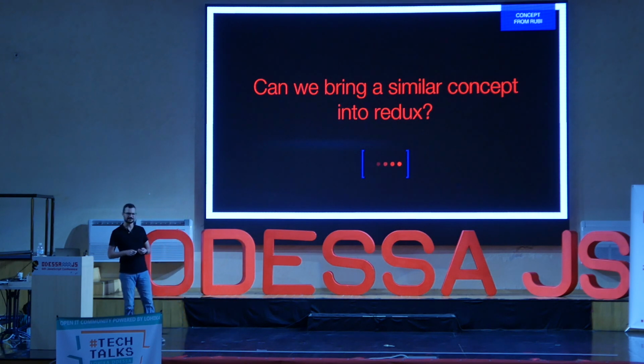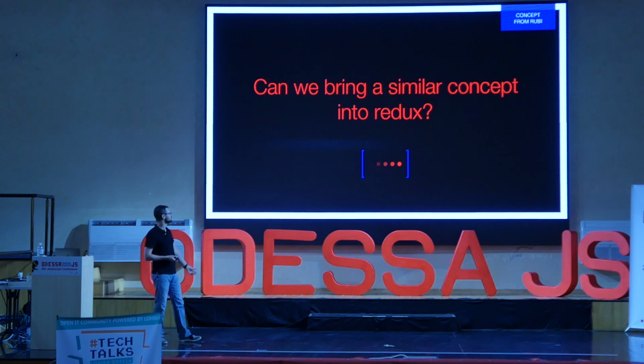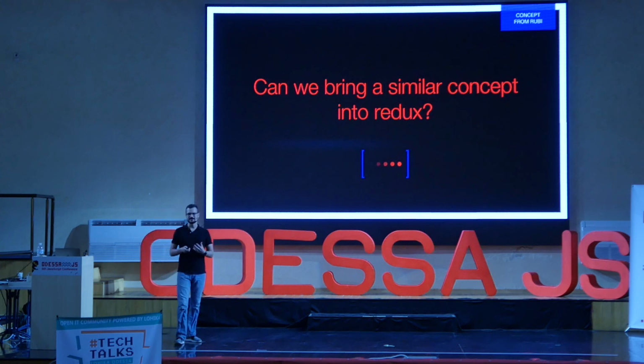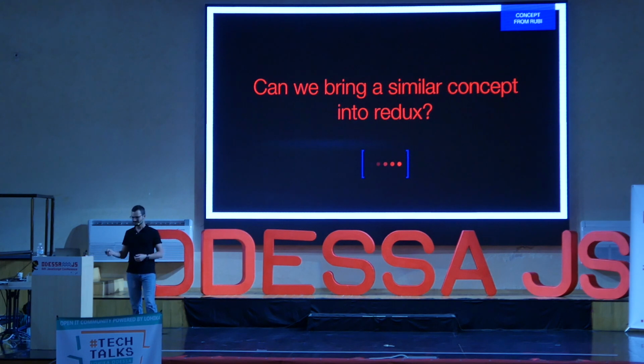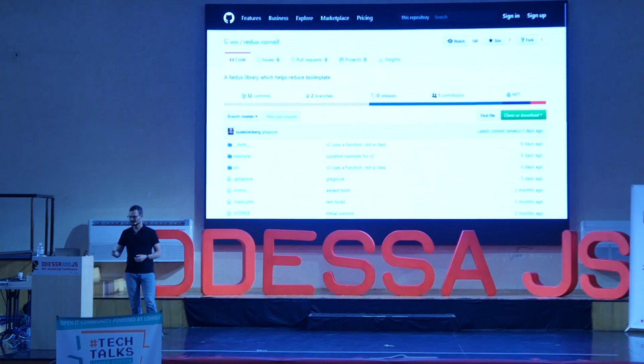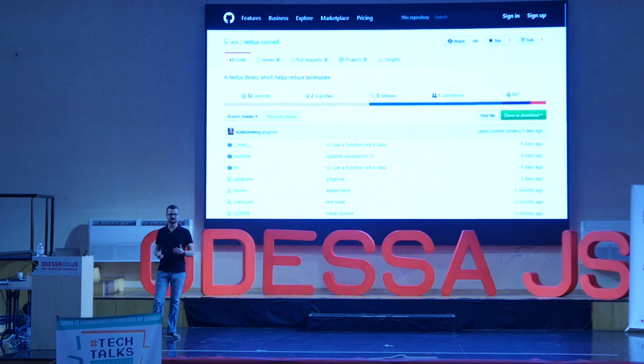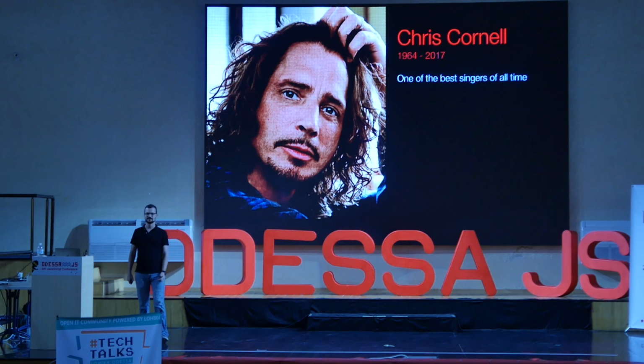So after I remembered my good old days in Rails, I thought maybe I can bring this similar concept into Redux and basically slash all this boilerplate, which is pretty annoying, just 10 files and so many lines just to update one simple toggle, right? So I came up with a thing called Redux-cornell, which is a library meant to reduce boilerplate in Redux. And I named it after Chris Cornell.